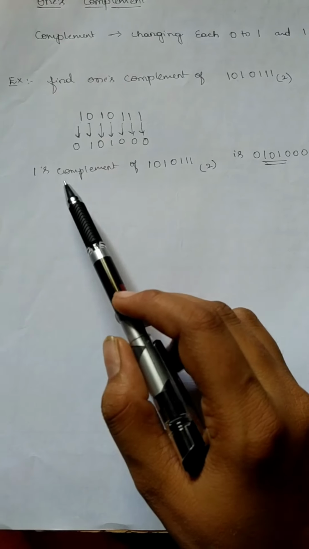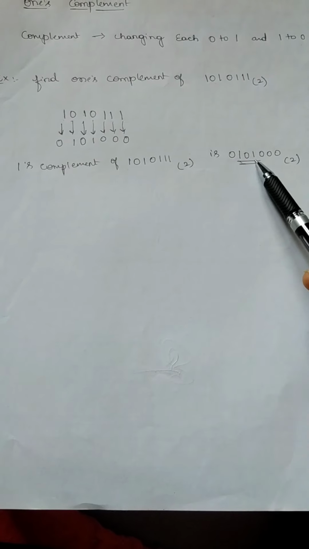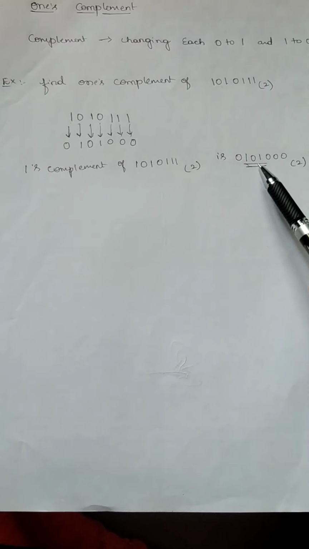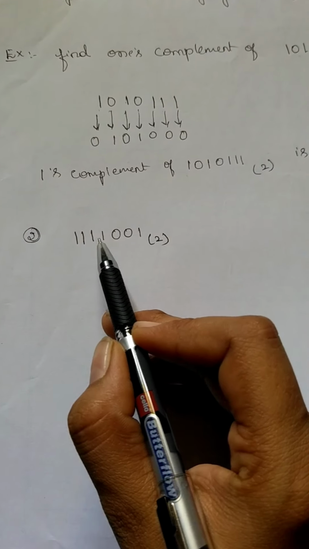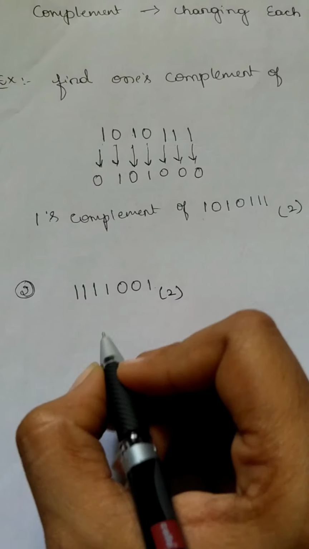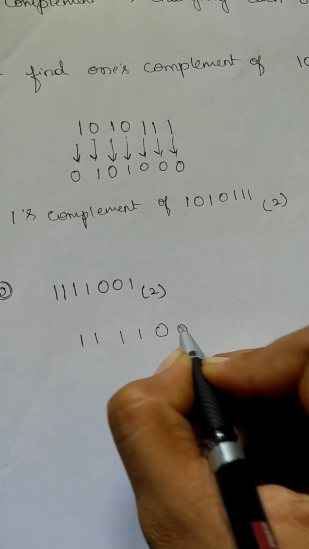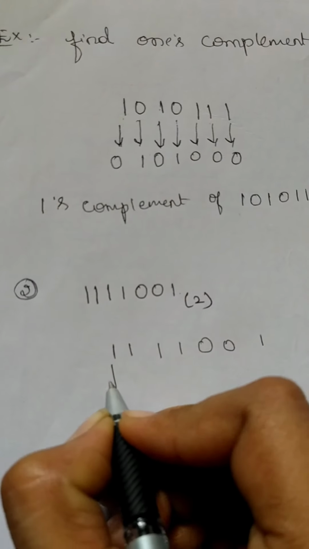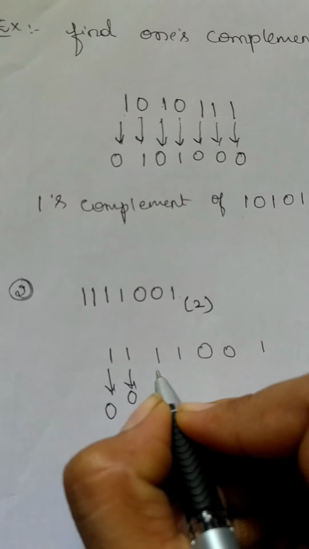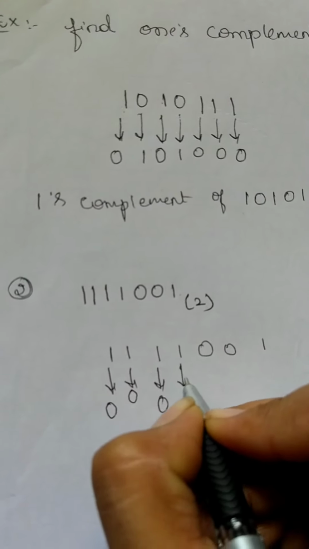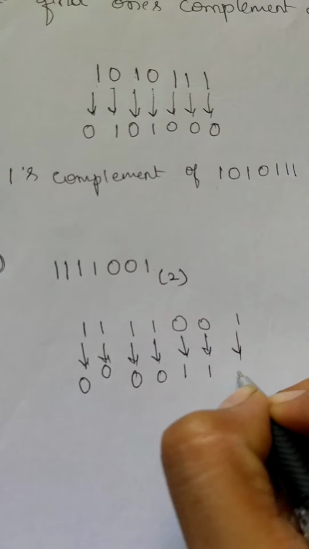So the ones complement of the question 10101111 is 01010000. So this is the answer. Now we'll see another example. Here we have 11110001. First we take the given original binary values, then each value must be complemented. So 1 will be converted to 0, again another 1 to 0, and this 1 to 0, 0, then 1, 1, then 0.